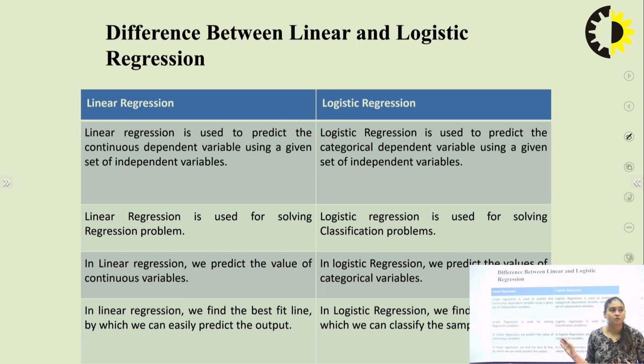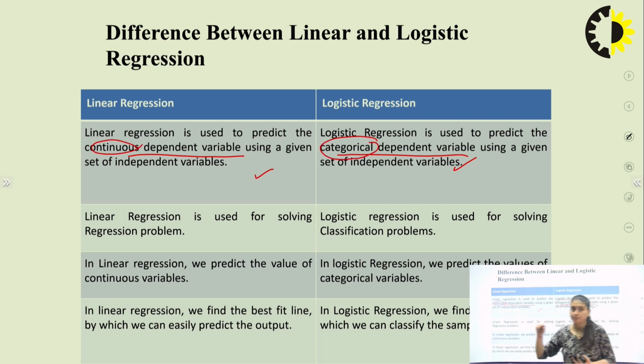Now this is the basic difference between linear regression and logistic regression. We'll discuss only a few differences between the two. First, linear regression is used to predict continuous dependent variables, while logistic regression is used to predict categorical ones. So you have to remember categorical and continuous. Linear regression is used to solve regression problems, meaning real values will be there, and logistic regression is used for classification problems. Here we have continuous variables, here we will have categorical variables.